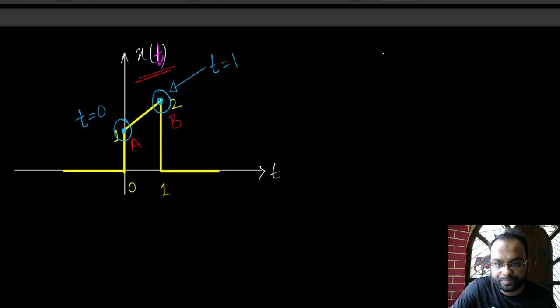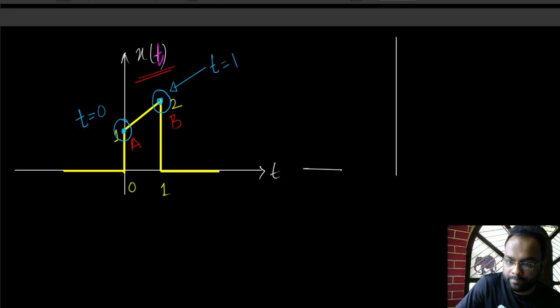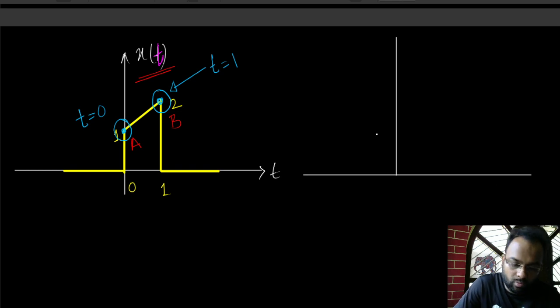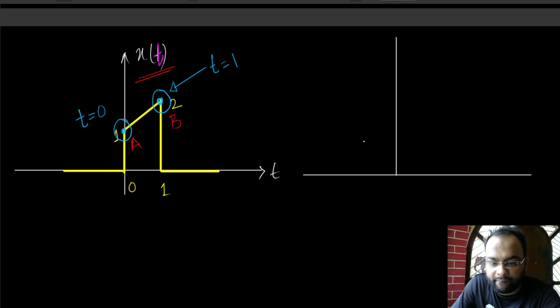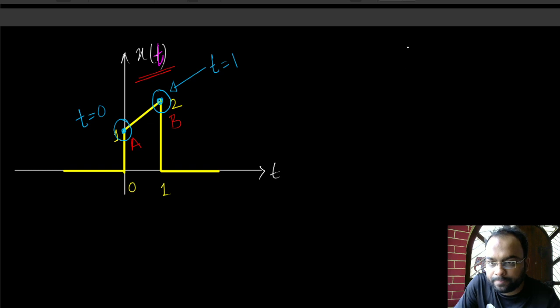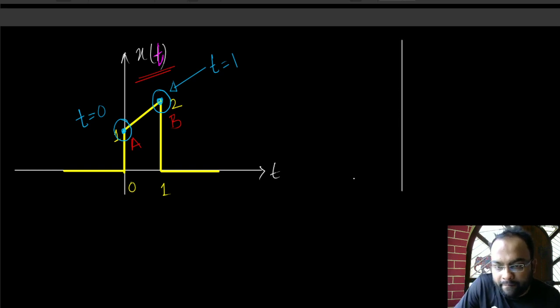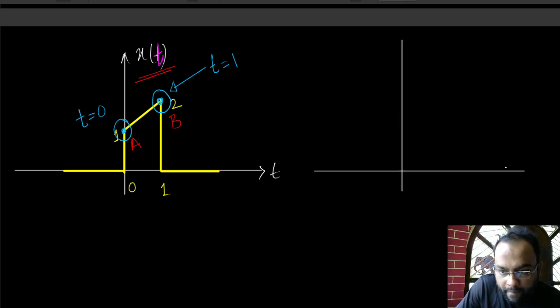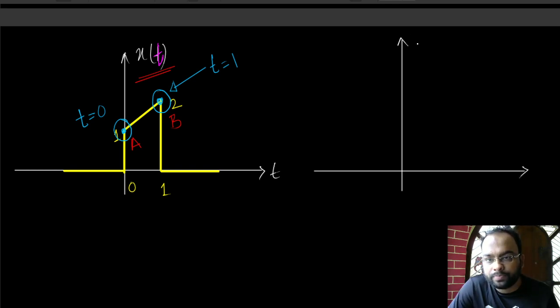Right. So I'm now trying to draw what we just figured out. So we have x of minus t.